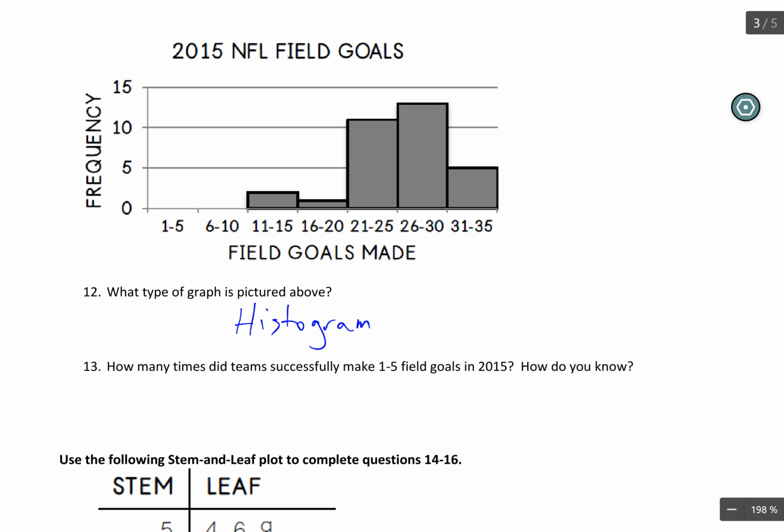And then also, how many teams successfully made 1 to 5 field goals in 2015? Well, there was 0 because that 1 to 5 is part of that space. That means that there's no data in that range, so 0 teams did that. And how do I know? Well, the frequency of the goals is 0 for that, or I have a bar of 0 height. So that's another way to think about it.